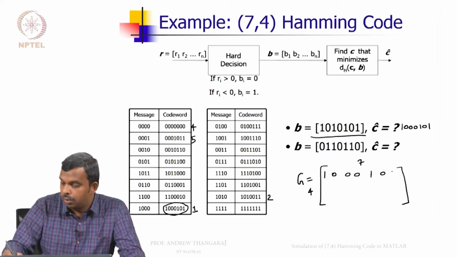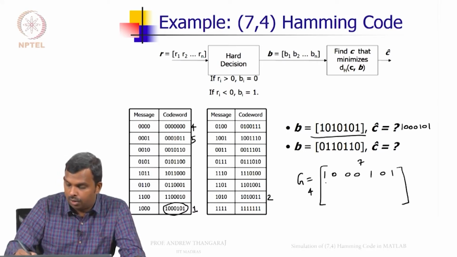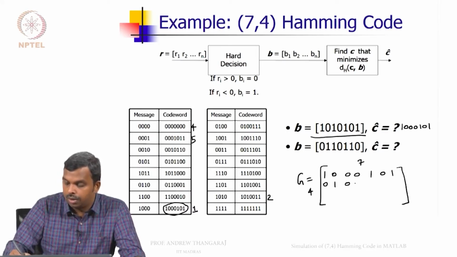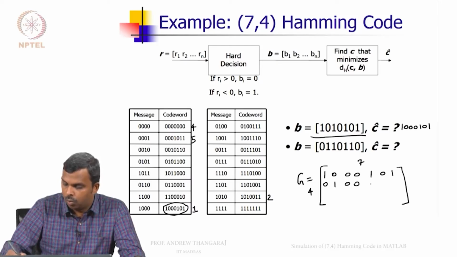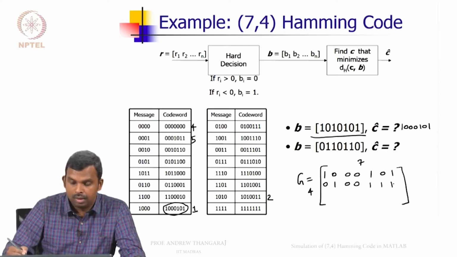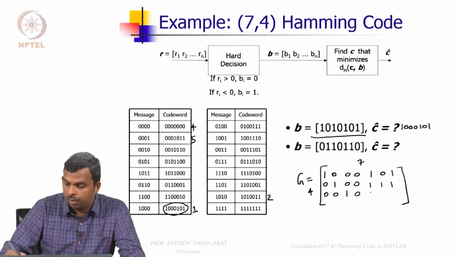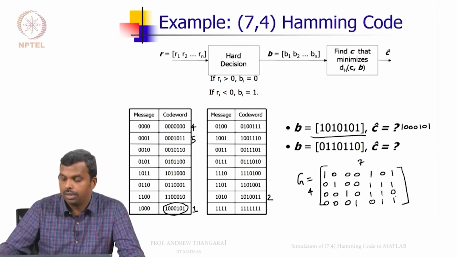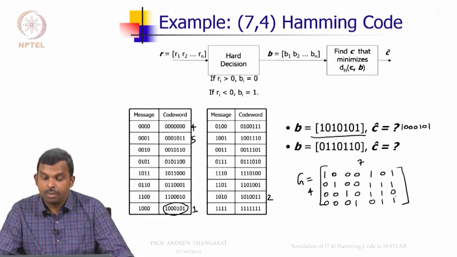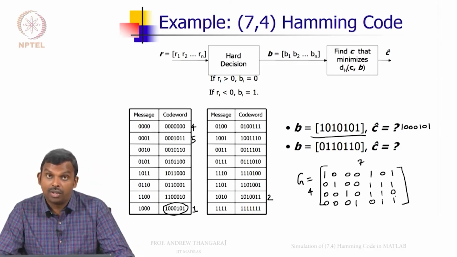1 0 0 0 1 0 1, and then you have 0 1 0 0 1 1 1, and then you have 0 0 1 0 1 1 0, and 0 0 0 1 0 1 1. Okay, so this is the generator matrix for this 7,4 Hamming code.